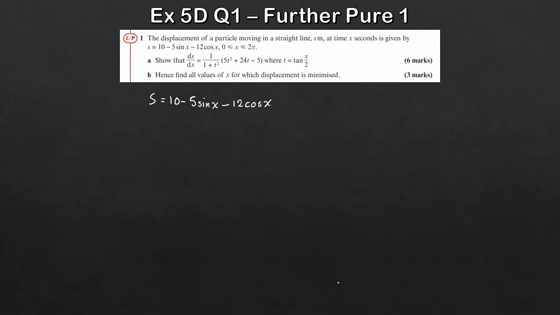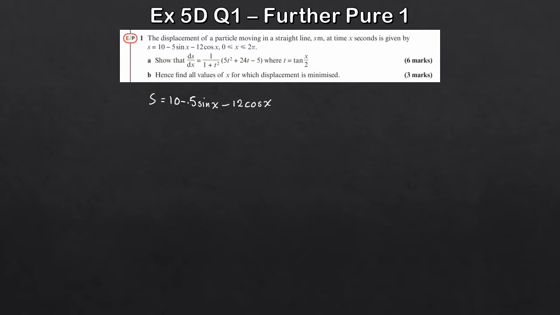Now, I personally think the marks are the wrong way around for this question. I think the 6 marks would be better for part B, because the part A is quite short in comparison to part B, but that's how Edexcel and Pearson decided then. That's on them. But let's have a go at it.